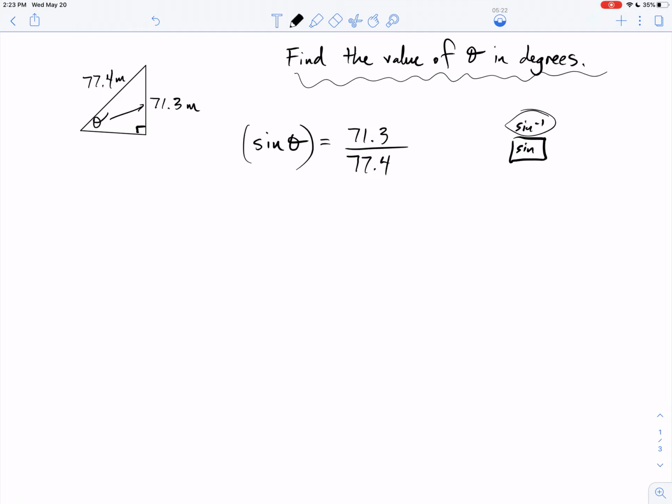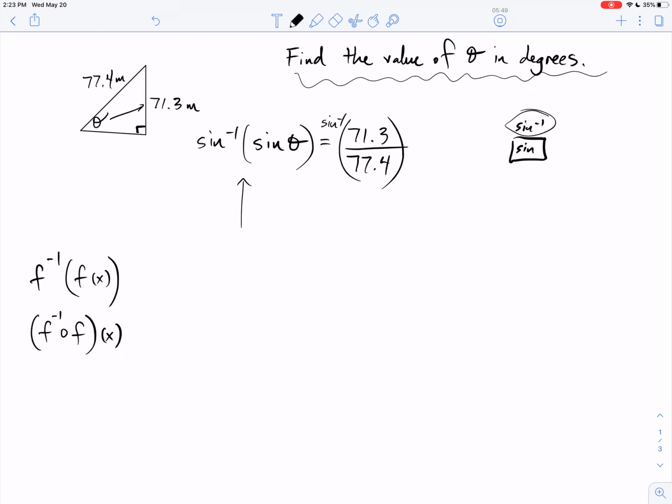If you take a function and you compose it with its inverse, as long as you do this to both sides, what do we get on this side? When you take f inverse of f of x, or like I showed you in the summer packet, they're going to write it like this, f inverse of f of x, you get x. When you compose a function with its inverse, you get the variable. So sine inverse of sine theta, you get theta.